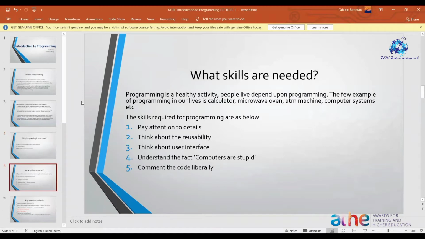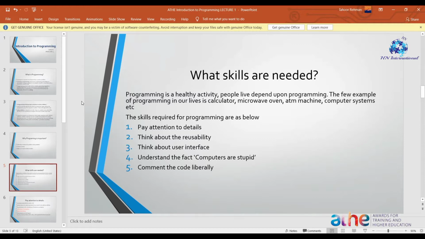So the next one is what skills are needed while being a programmer or doing programming. What skills are needed? Any idea? The coding language, you must be thorough with the coding language. If you are using a programming language or a coding language, you should be clear about the syntax of that coding language.